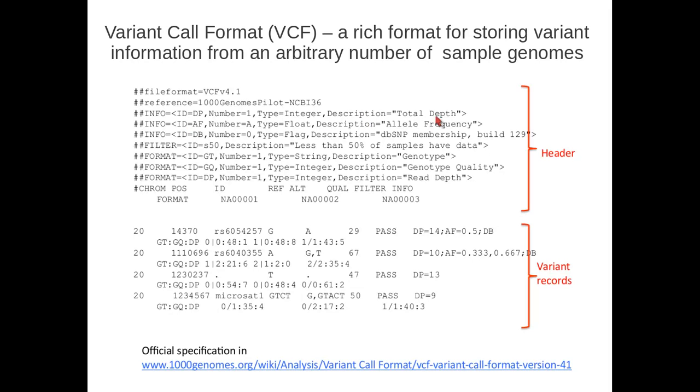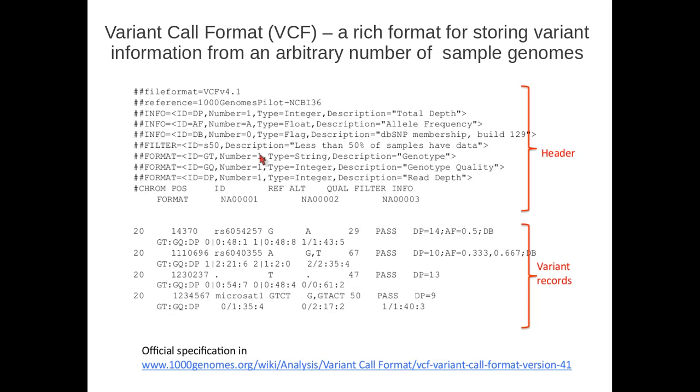Okay, so here total depth is what dP refers to. dP is total depth, and AF is the allele frequency. dB is dB SNP membership. In other words, has that SNP been discovered before in some other data set? And I think that's just a switch, meaning it doesn't have a value.